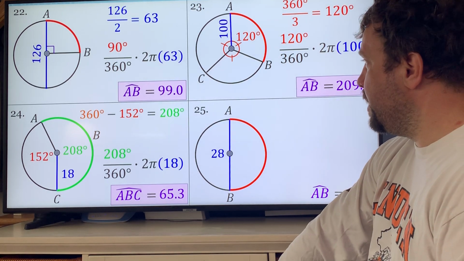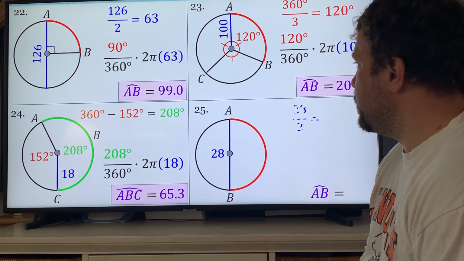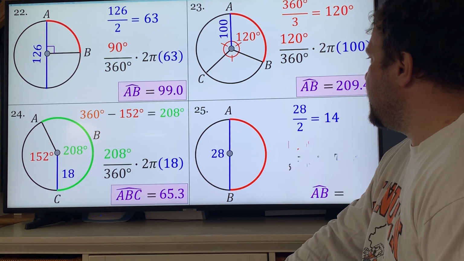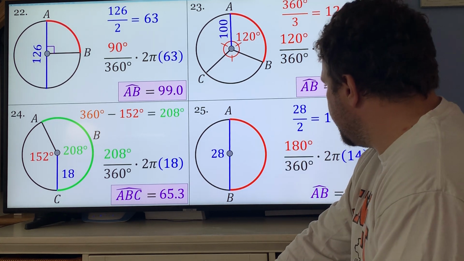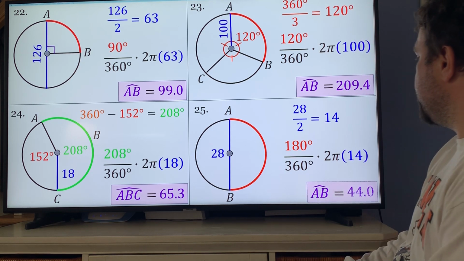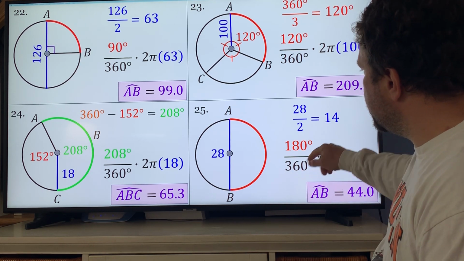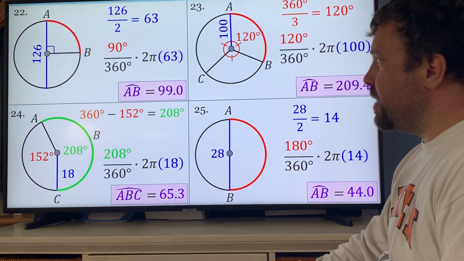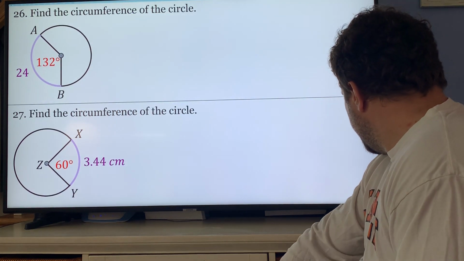All right? 28 divided by 2 is 14. This is a diameter, so that's a semicircle. 180 divided by 360 times 2 pi 14 is 44. You could also do 2 pi 14 just divided by 2. All answers are okay. All right, we got two more to do.